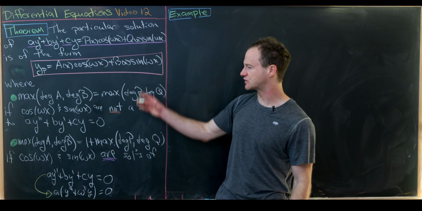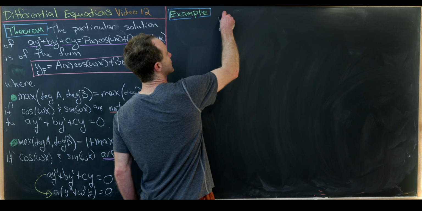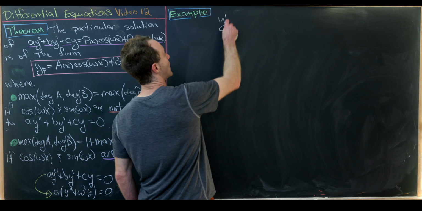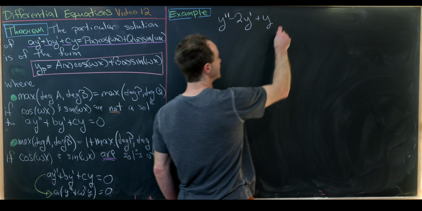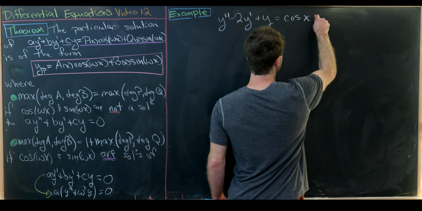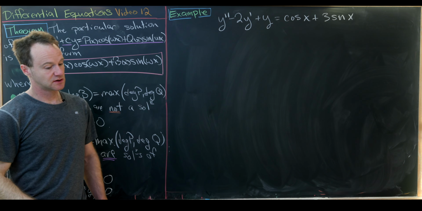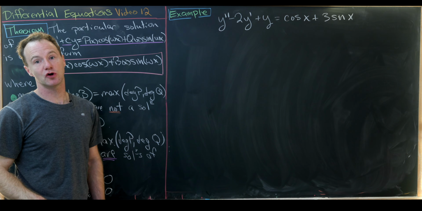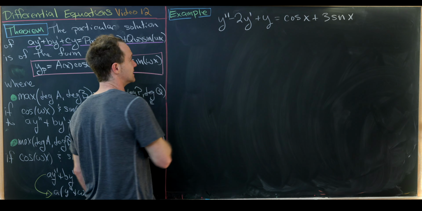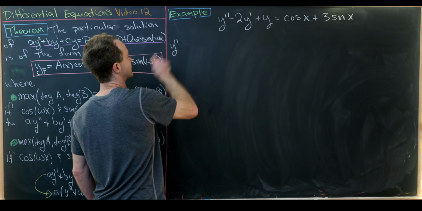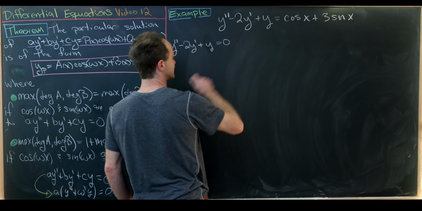Okay, so now that we've got this written down, let's see maybe how we can use this. And we'll do that starting with a fairly simple example, which is y double prime minus 2y prime plus y equals cosine of x plus 3 times sine of x. So let's first look at the companion homogeneous differential equation, because we'll need that to have a general solution in the end. So the homogeneous differential equation will be y double prime minus 2y prime plus y equals 0.